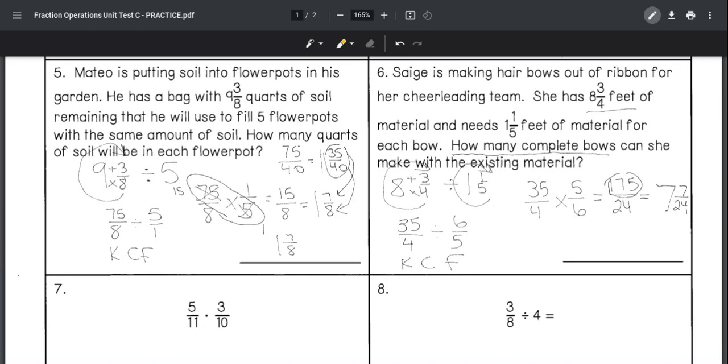Now the final question, or final answer, you have to reread that question. How many complete bows can we make? Well, we can make 7 of them, and then we can start the 8th bow but we can't finish it. We don't have enough material. So the answer to this question is just the number 7. You have to be careful with that one.